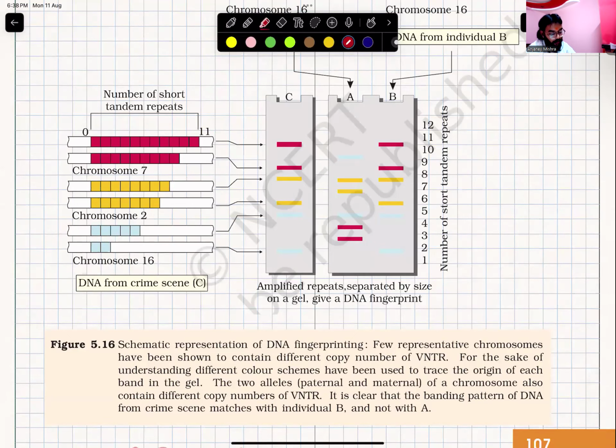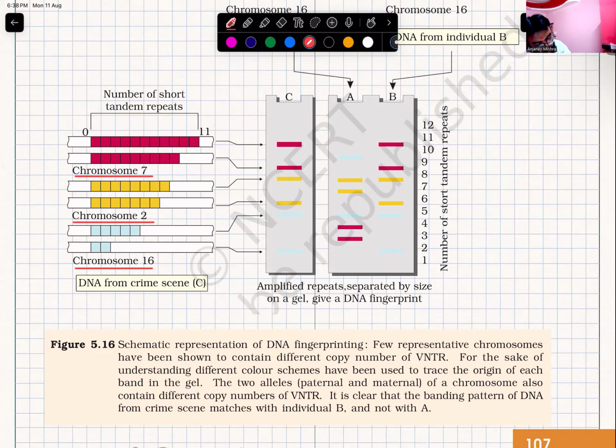DNA from the crime scene is obtained. Let's use this and this. Right? At the crime scene you have got the DNA, and this is what the bands look like. This is chromosome number 16. This is chromosome number 2. This is chromosome number 7. The DNA that you have got at the crime scene.